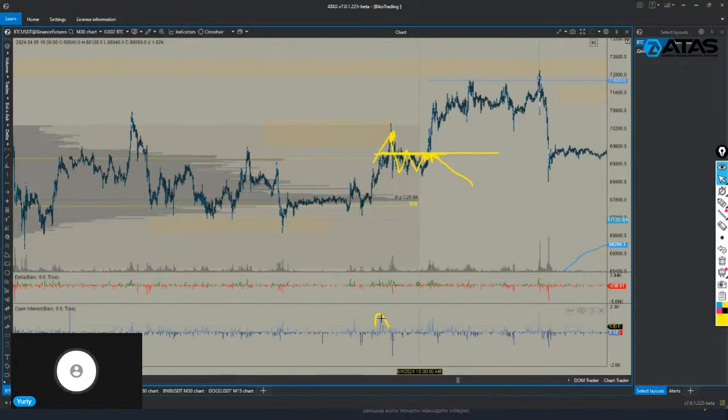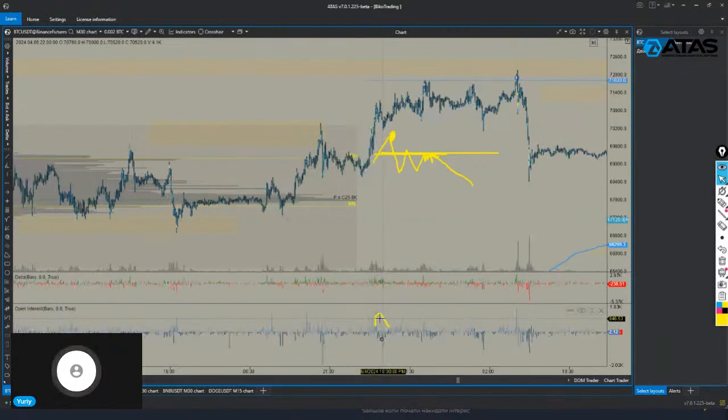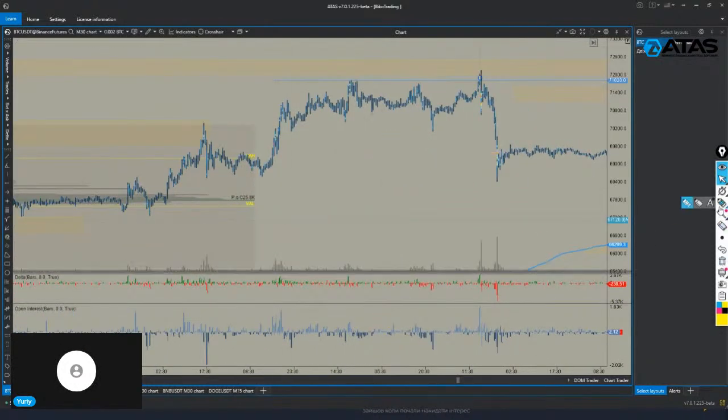And again, what happened? Do you see, my friends? Write plus if all of you can see this one. Rise of open interest, positive delta, volume spike. What does this mean for me?